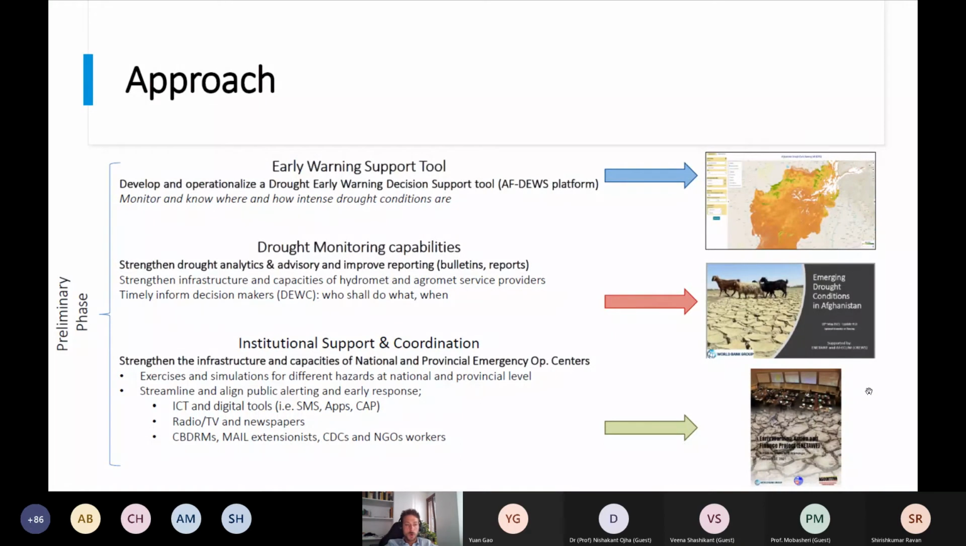Finally, it's also important to consider institutional support and coordination, particularly during the emergency, but even before. And this is a key aspect for the disaster risk management agencies. We conducted some preliminary activities, but in the future we plan to work hard to link the early warning tool with public alerting and responses, providing information, for example, to farmers on what they should do in order to reduce the impacts of drought. Let's now focus on the AFDUs, so I kindly ask to move to the next slide.